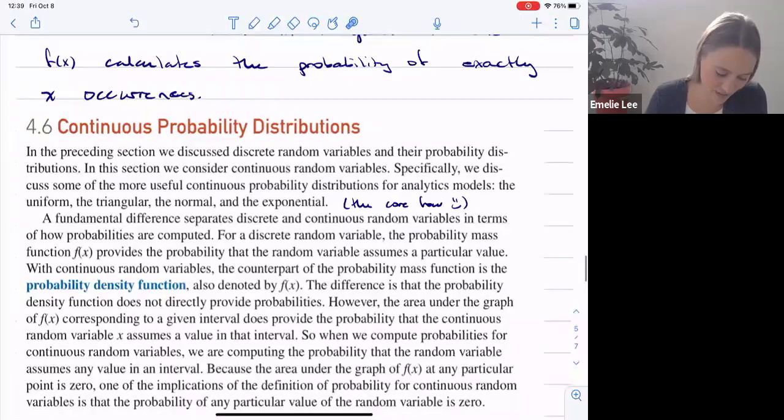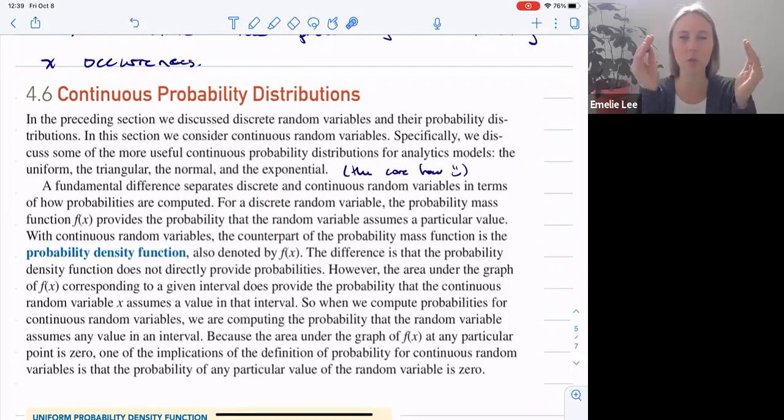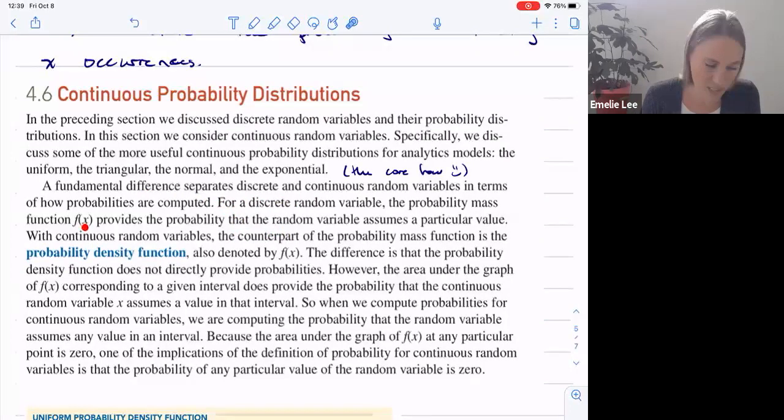So a fundamental difference separates discrete and continuous variables in terms of how probabilities are computed. For discrete random variables, we have these specific outcomes, which is hard to think about in a continuous case. Even in the interval of just 0 to 1, we have an infinite number of outcomes. So we can't really think of it that way. And so the probability mass function f of x provides the probability, for a discrete random variable, that a random variable assumes a particular value.